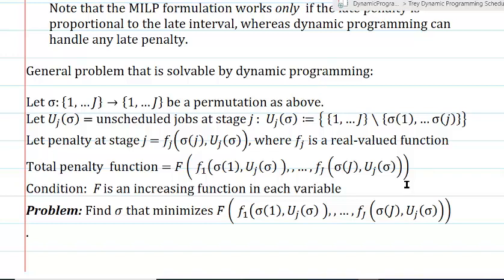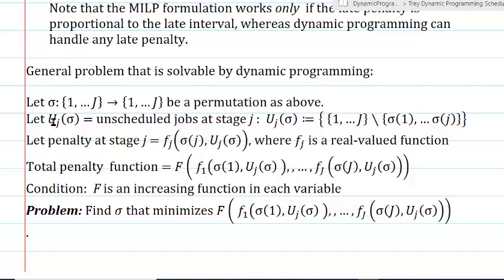Okay, let me try to explain the most general problem that is solvable by dynamic programming. This is similar to the MILP problem that I described above, but it is more general. We're still trying to find a permutation, which is an ordering of jobs. Let sigma be a function from 1 to j to the same set 1 to j. It's a rearrangement or permutation.